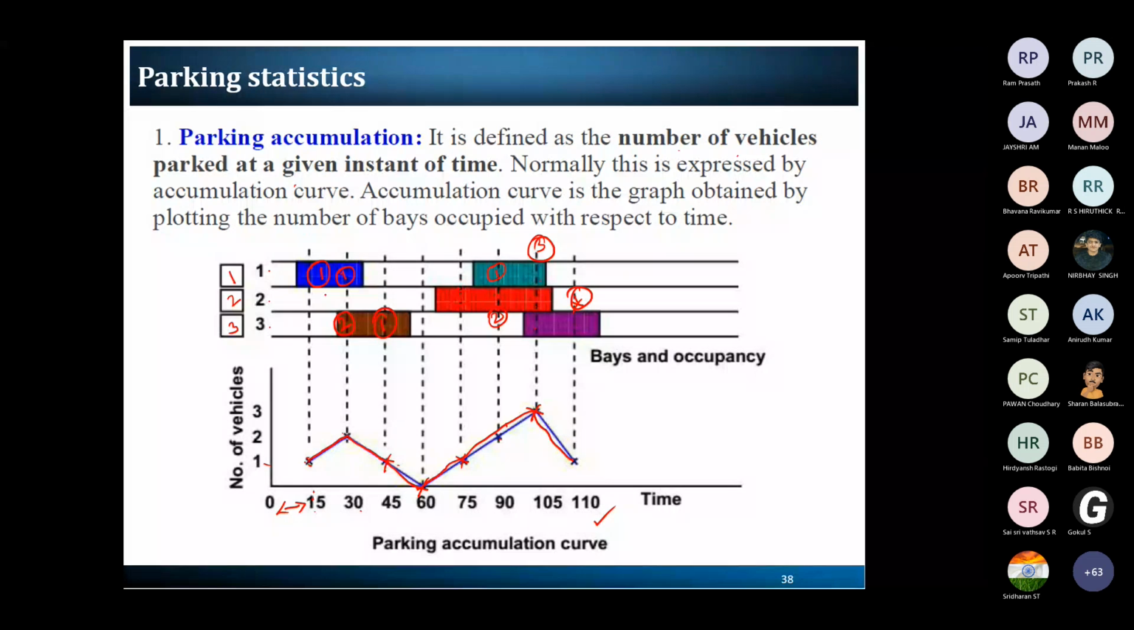When we plot that value, it is defined as an accumulation curve. From this, we will understand how the bays are occupied, and how the given parking bays are effectively utilized. So from the examination point of view, we get an understanding related to parking studies.